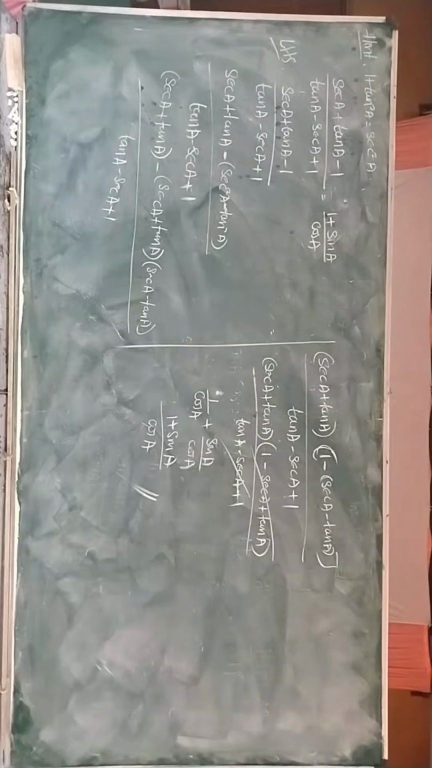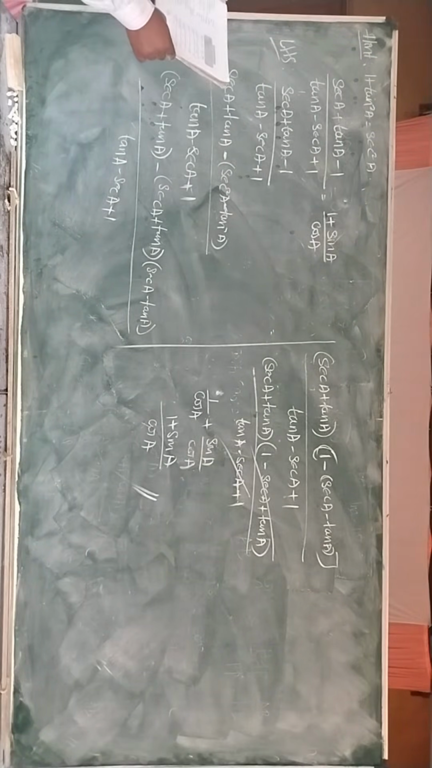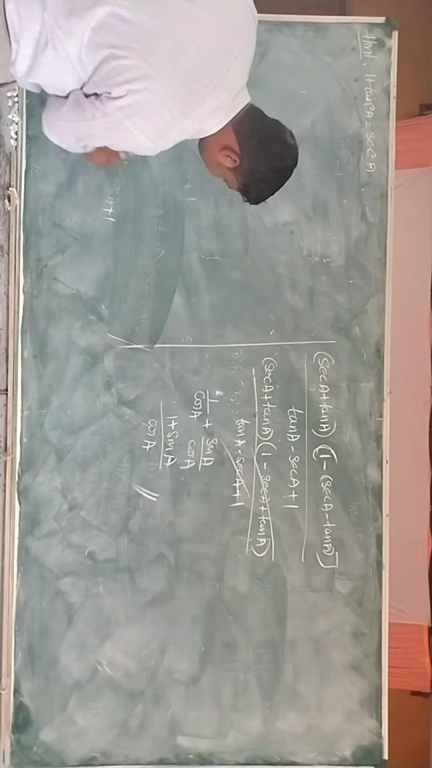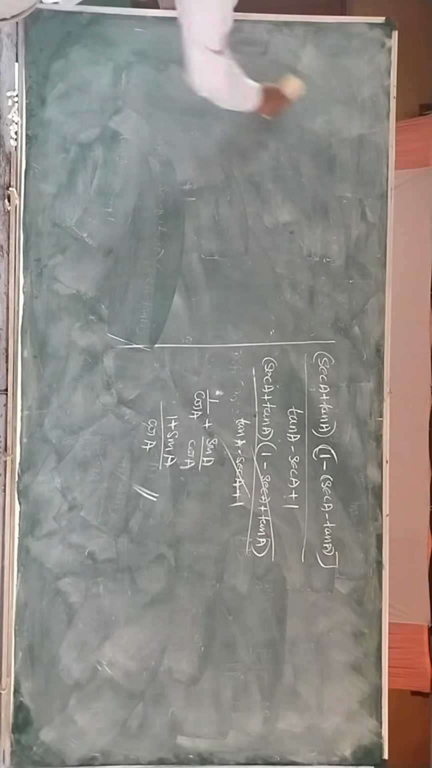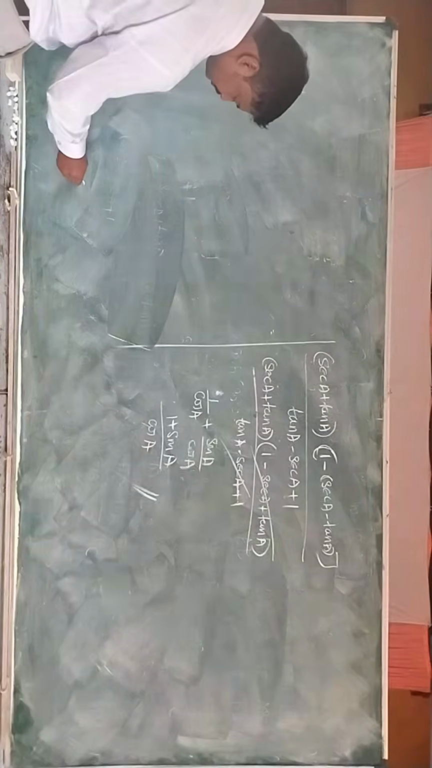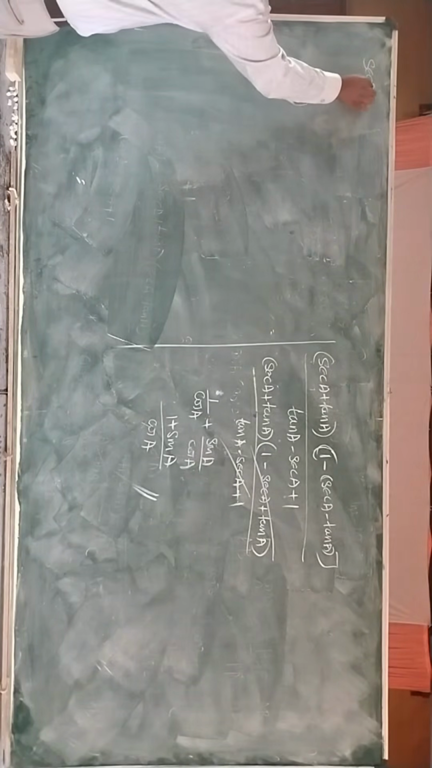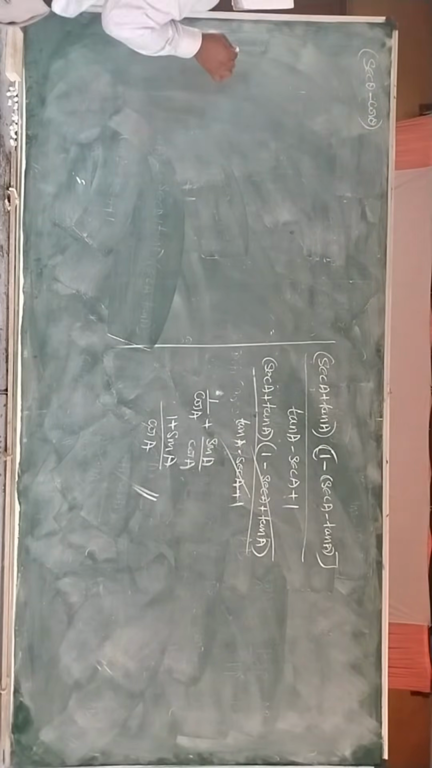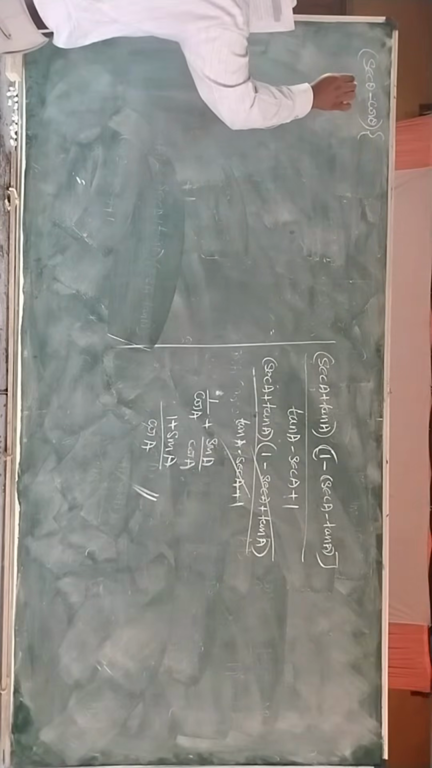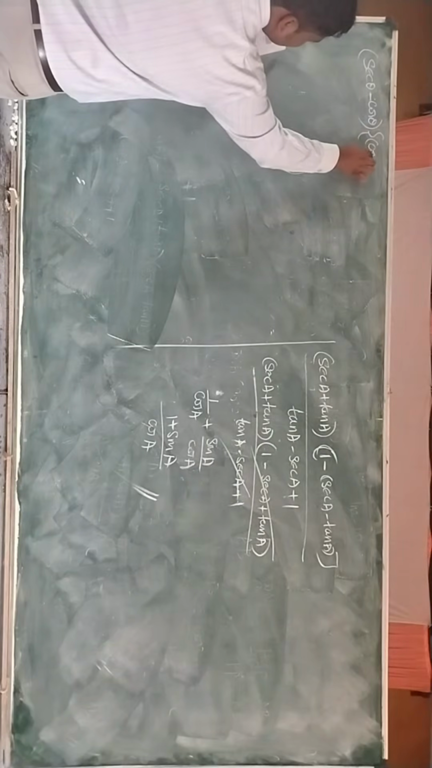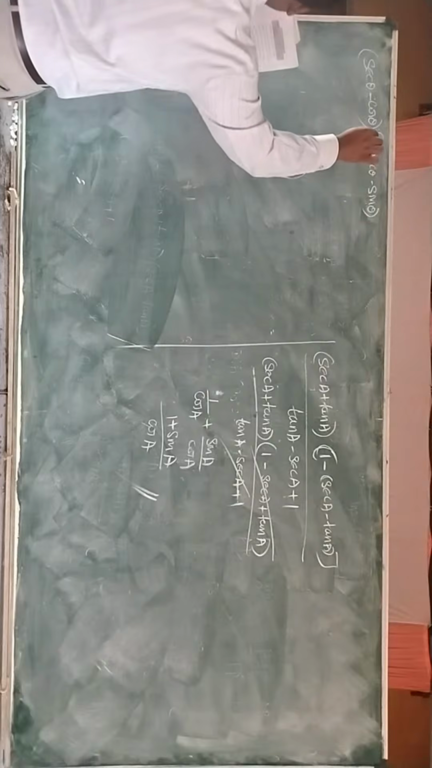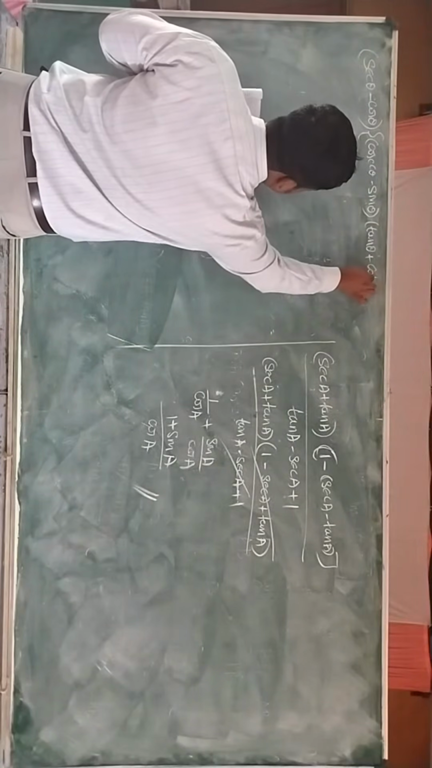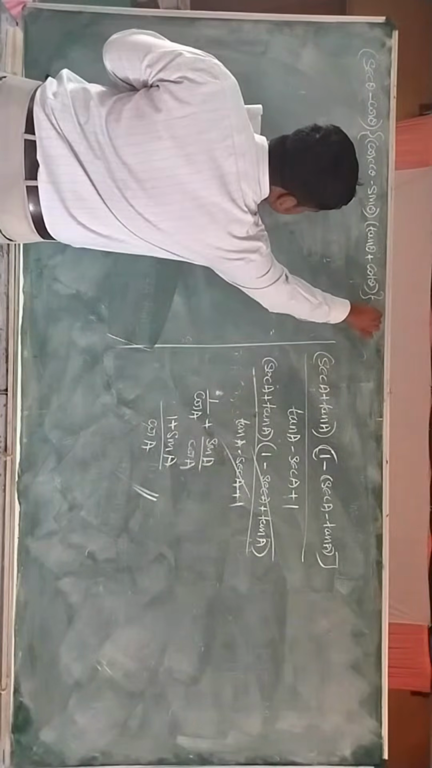2021 model question paper question. (sec theta minus cos theta)(cosec theta minus sin theta)(tan theta plus cot theta) is equal to 1.